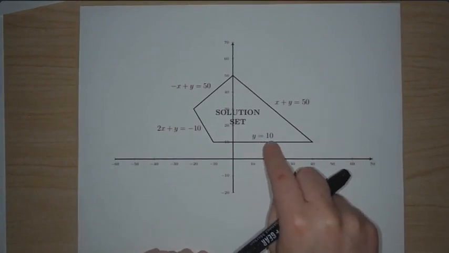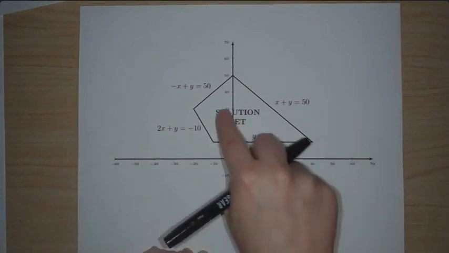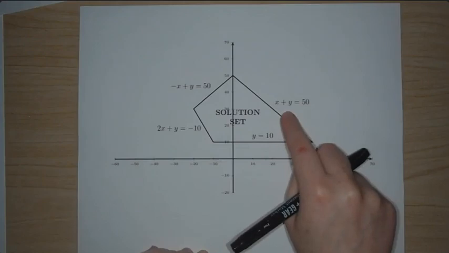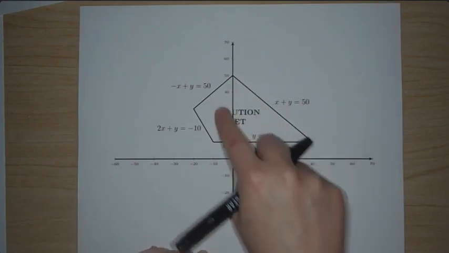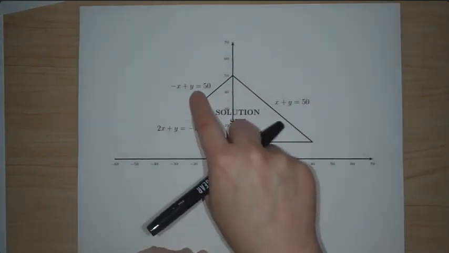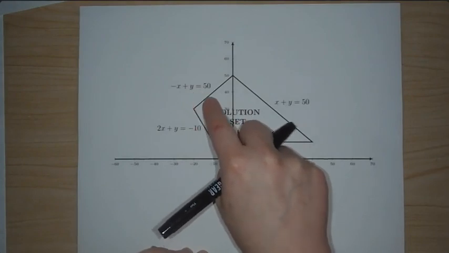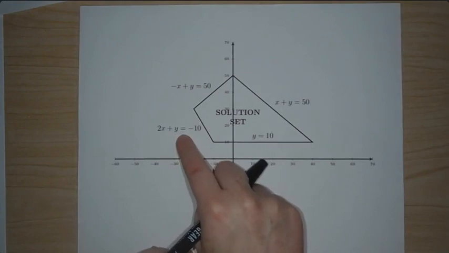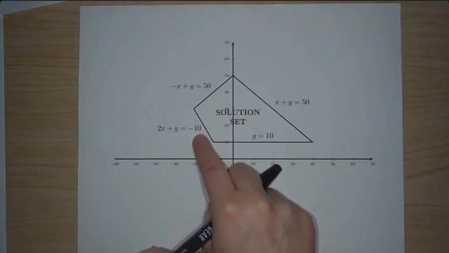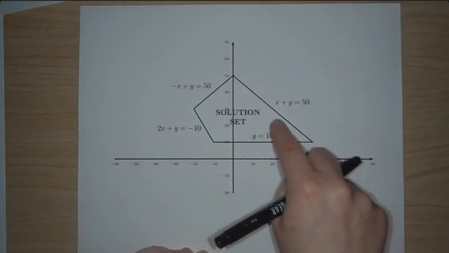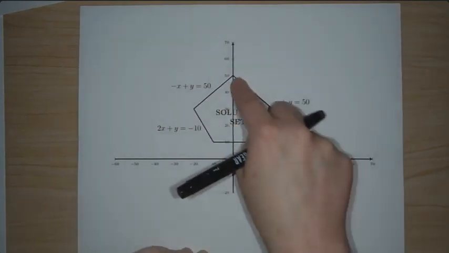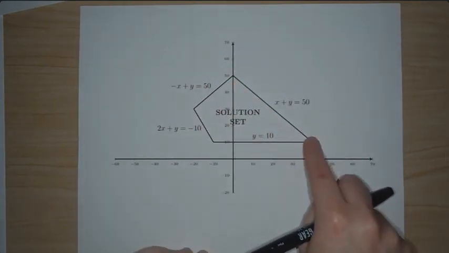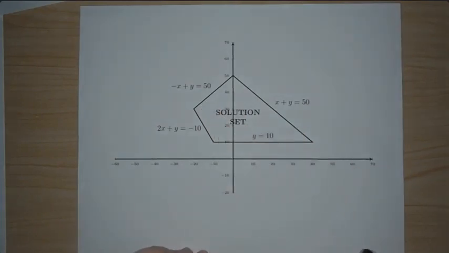So you see that here's y is greater or equal to 10. We have everything above it. Here's x plus y is less than or equal to 50. We have everything below it. And we have negative x plus y is less than or equal to 50, so we have everything below it. And we have 2x plus y is greater than or equal to negative 10, so we have everything above it, and that gives everything within this shape. Everything in here is our solution that it's able to be.